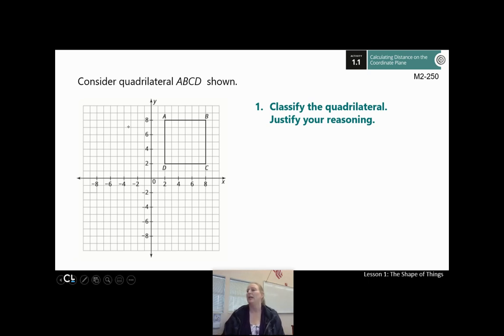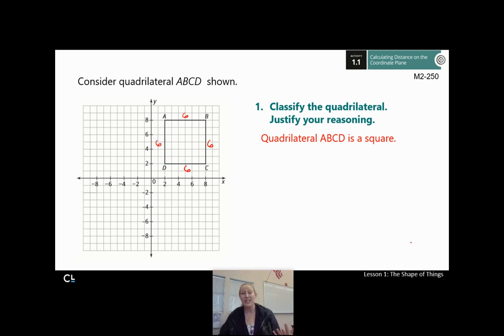I don't know about you guys, but this looks like a square to me. I did say that quadrilateral ABCD is a square, but we needed to justify that, right? So I noticed a few things. Let me grab my pen here. If I counted the lengths of the sides, 1, 2, 3, 4, 5, 6, that one had a side length of 6, and so did that one. Yep, it looks like all these sides have a side length of 6.